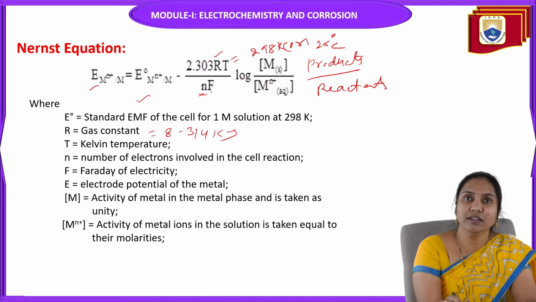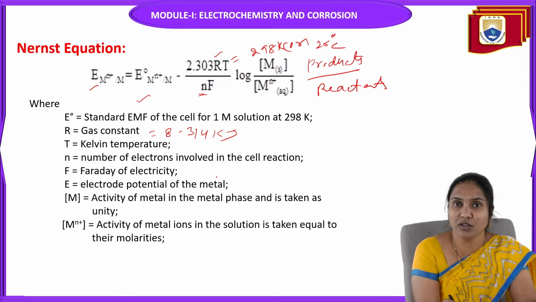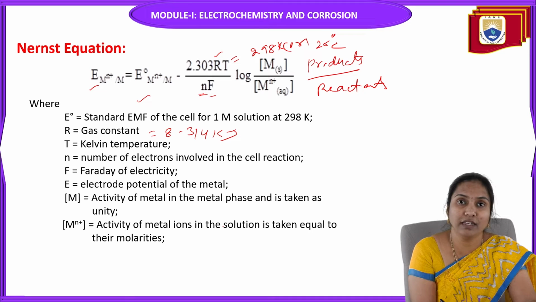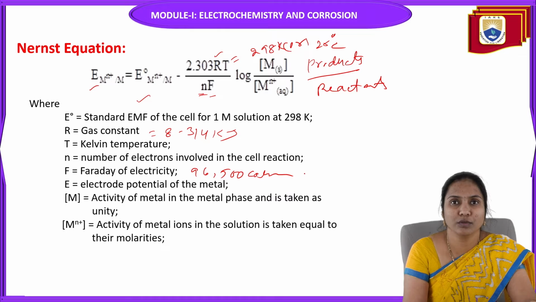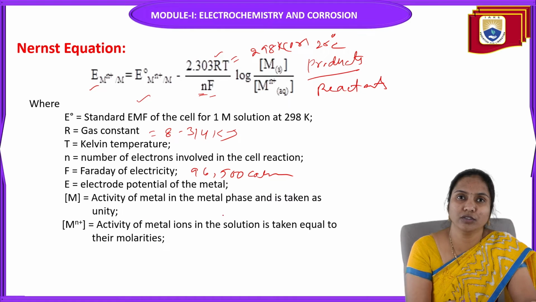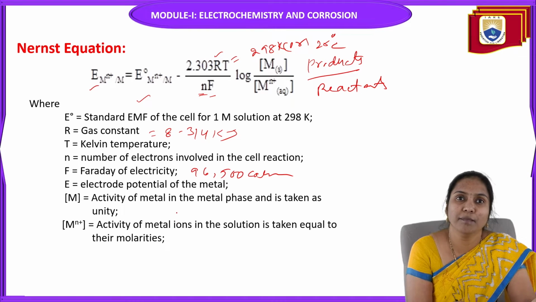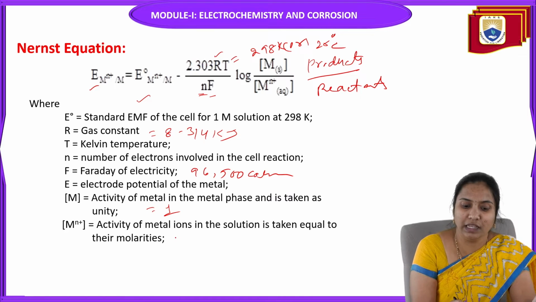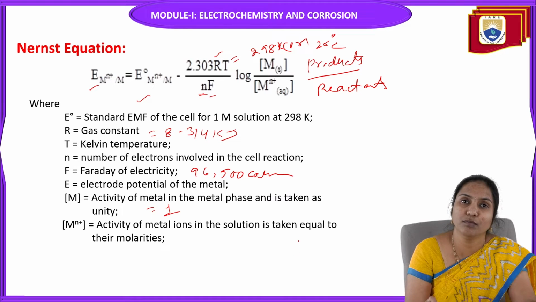And n means the number of valency electrons involved in this reaction. F means Faraday. Generally, 1 Faraday equals 96,500 coulombs. Here M means the activity of metal in the metal phase, which is taken as unity. That means the metal solid is taken as 1. And the activity of metal ions in the solution is taken equal to their molarities.